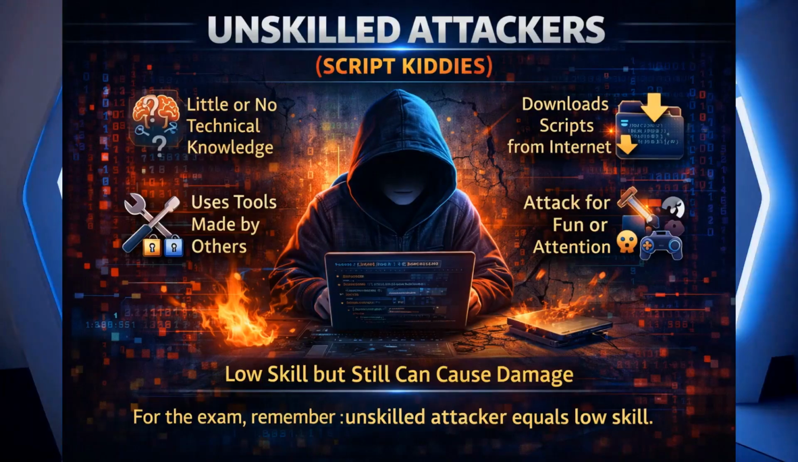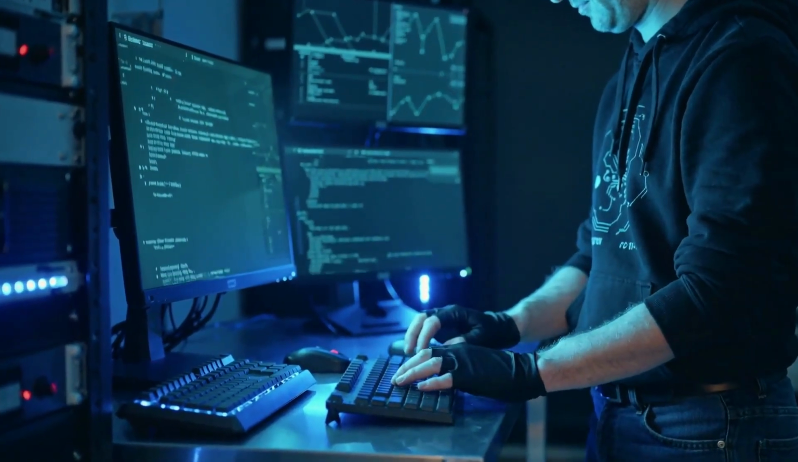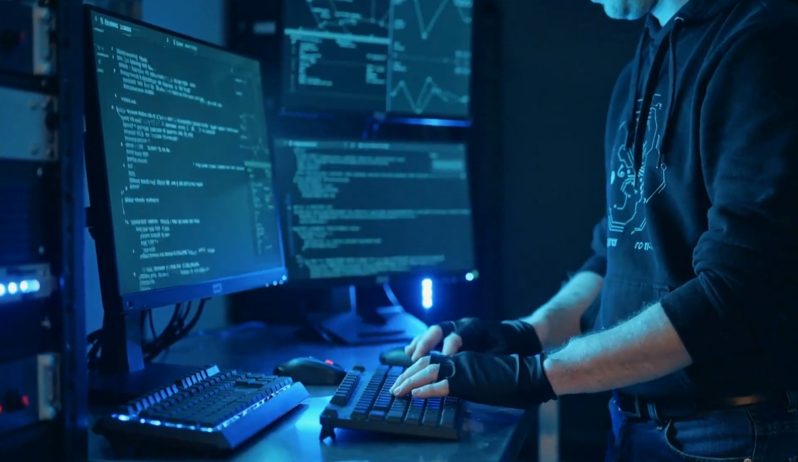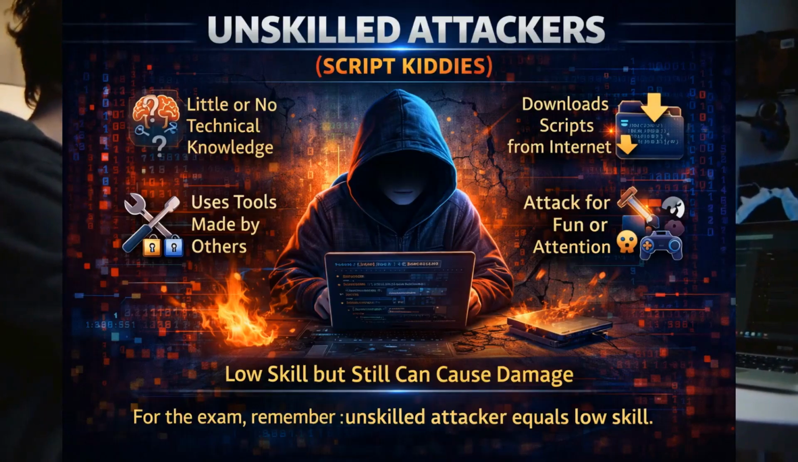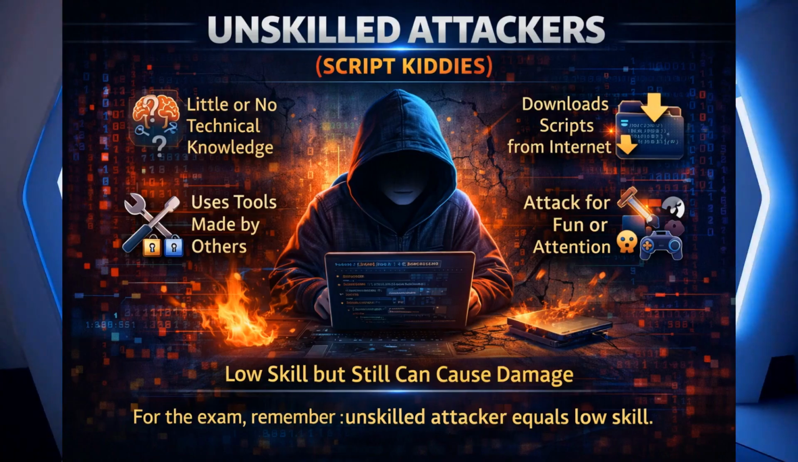The second threat actor is known as the unskilled attacker, also called a script kiddie. An unskilled attacker has little or no technical knowledge. They use tools made by others and often download scripts from the internet. They usually attack for fun or attention. They may not be highly skilled, but they can still cause damage. For the exam, remember unskilled attacker equals low skill.